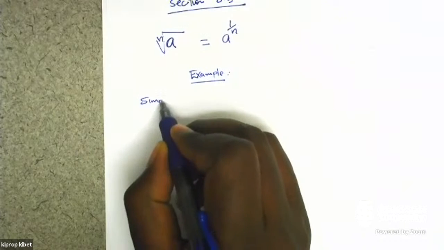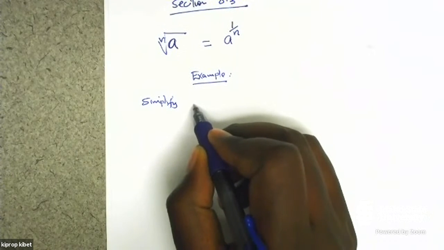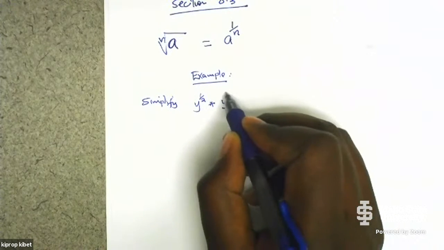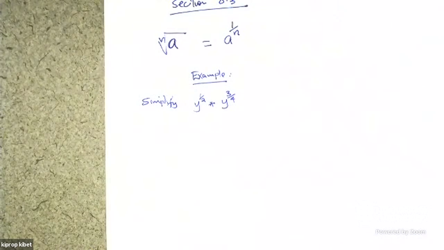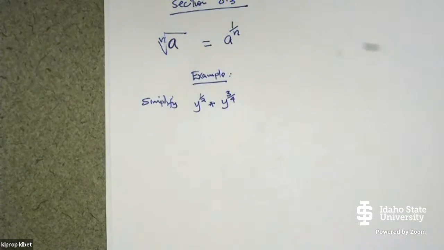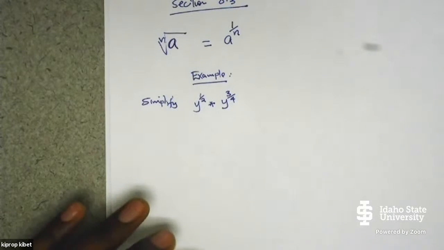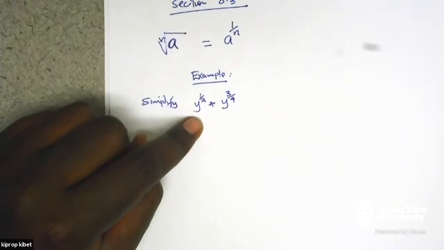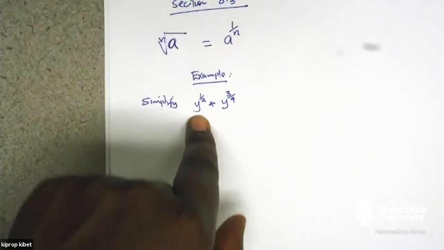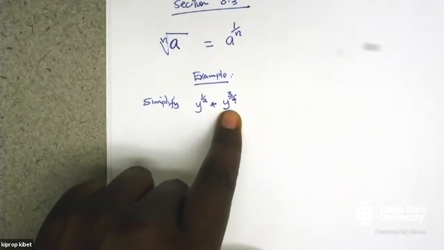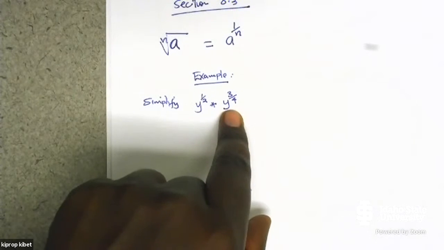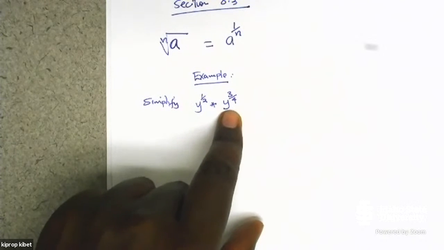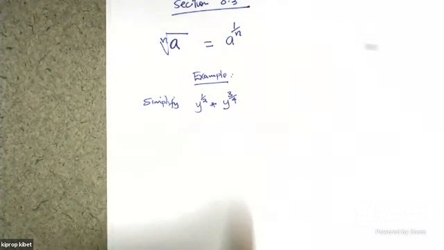Simplify y raised to 1 over 2 multiplied by y raised to 3 over 4. So if you look at the first one here, this is the same as what? The square root, right? How about the next one? The fourth root of y raised to 3.